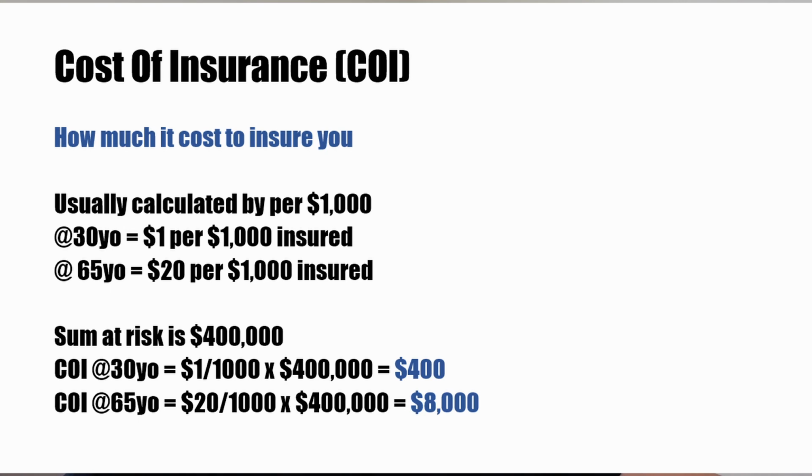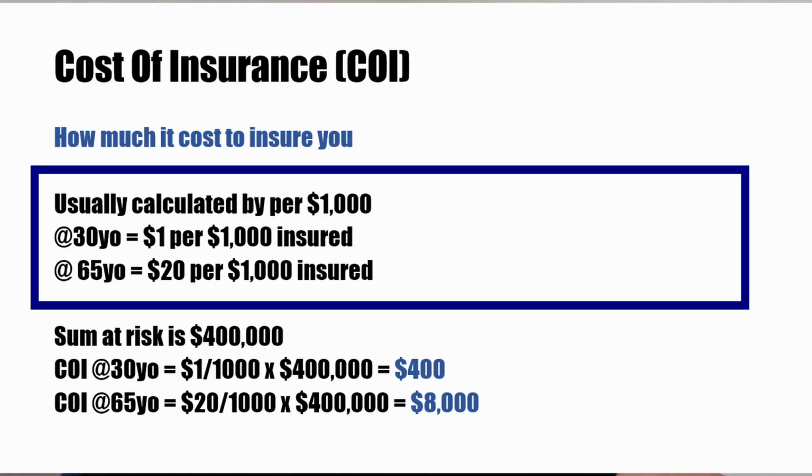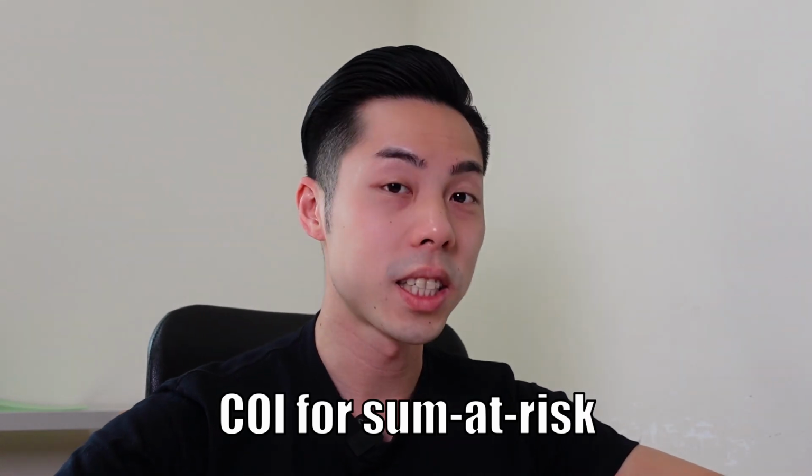The cost of insurance is how much it costs to insure you, and it's usually calculated per $1,000 of insurance. So for example, if you are 30 years old, it will cost you $1 to insure you for $1,000. But if you are 65 years old, it will cost you $20 to insure yourself for $1,000. And for ILP, it is usually calculated by the cost of insurance for the sum at risk.